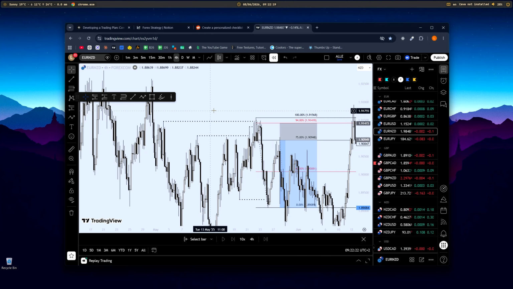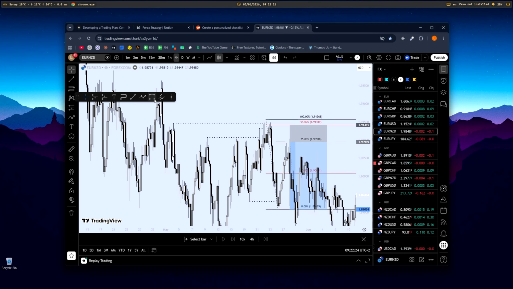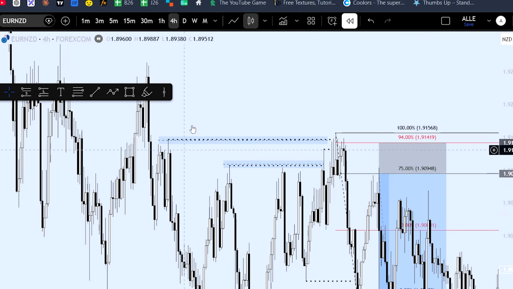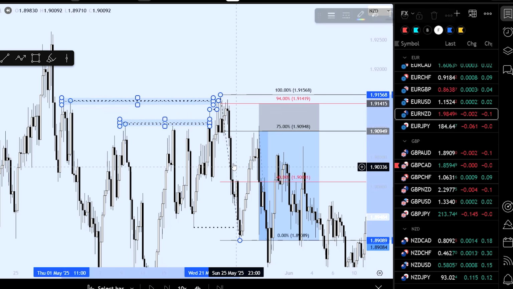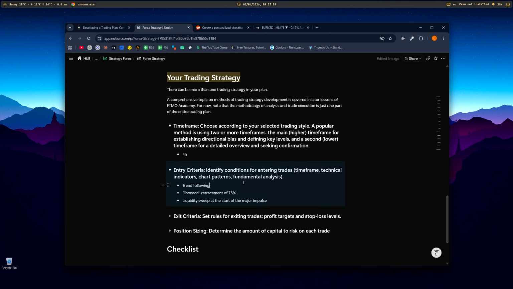If you guys don't know what liquidity is, basically it's a lot of orders concentrated on these prices. And when these orders get thrown out, because imagine them as stop losses of other people, the market usually continues in the direction it was taking after the liquidity sweep. And this is a perfect example. Okay, so trend following, Fibonacci retracement, and the liquidity sweep at the start of the major impulse.